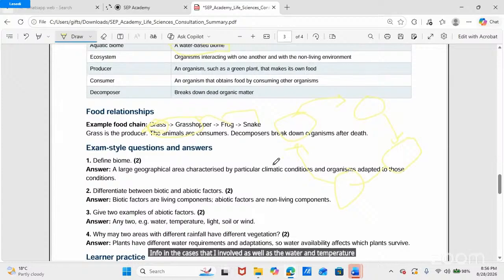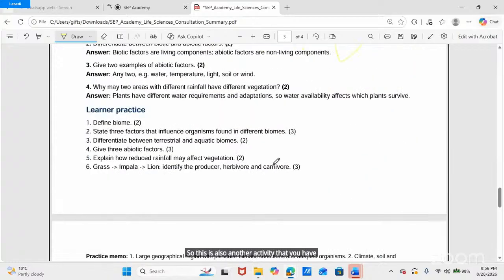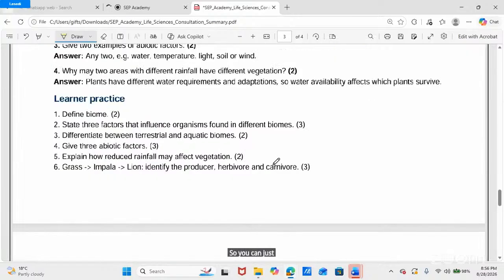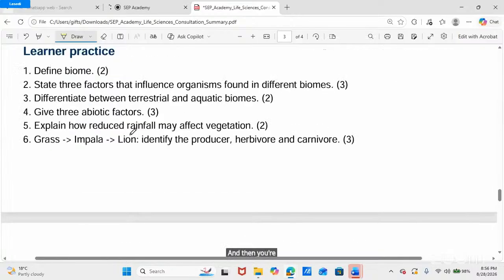So this is also another activity that you have to do. You can just take a picture of that and then practice it on your own.